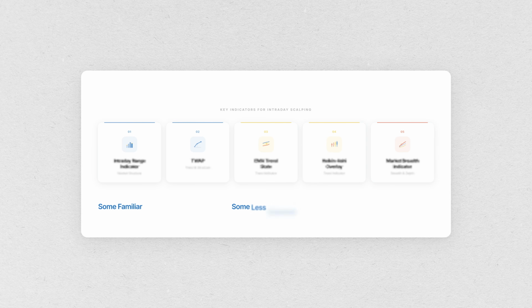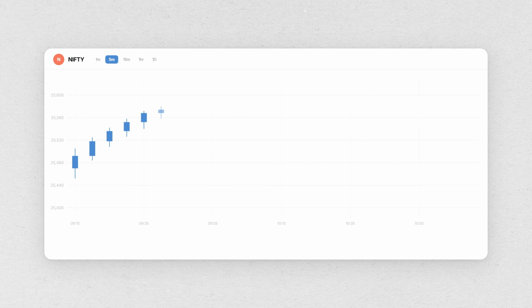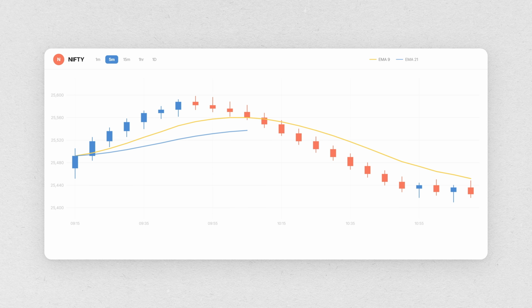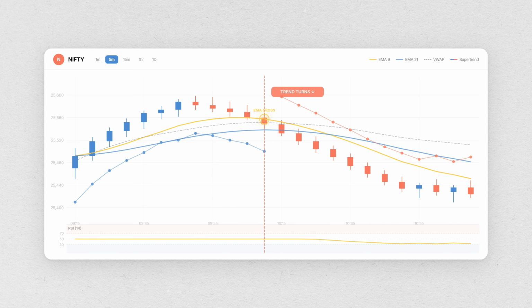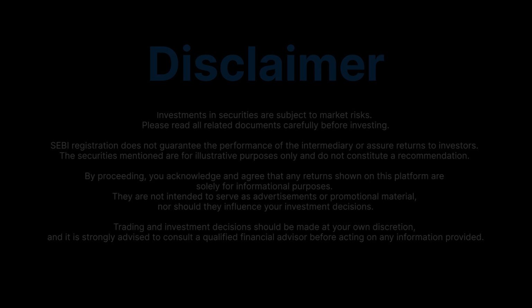In this fourth part of the Scalping series, we'll focus on two things: the indicators that help us read intraday market structure and the indicators that help us identify short-term trends. In total, we will cover 5 key indicators, some familiar, some less common, and some that can get quite complex. But through all of them, our aim remains the same: to find more reliable ways to identify intraday trends and the points at which those trends may begin to turn. So without further ado, let's get started.